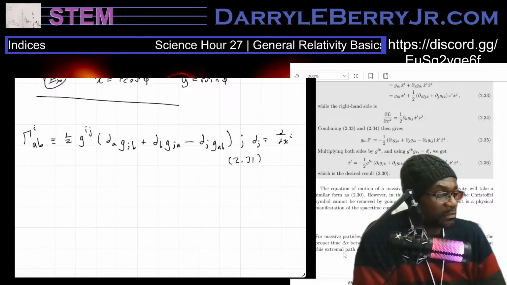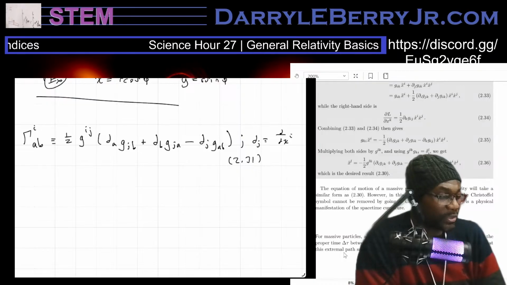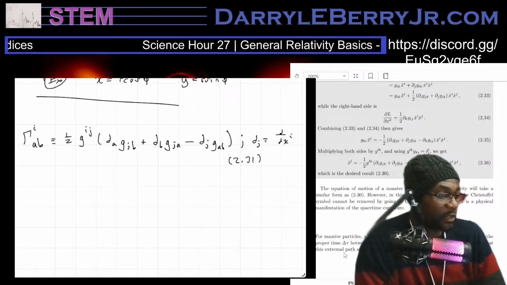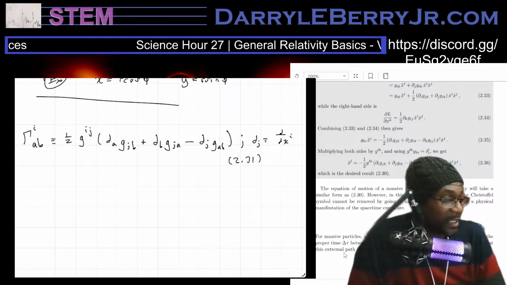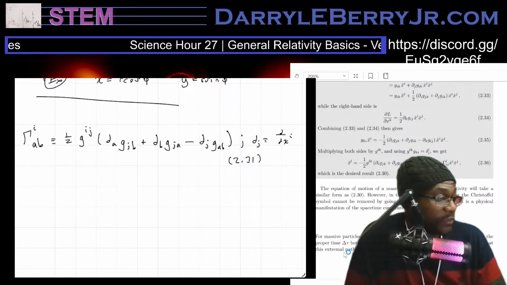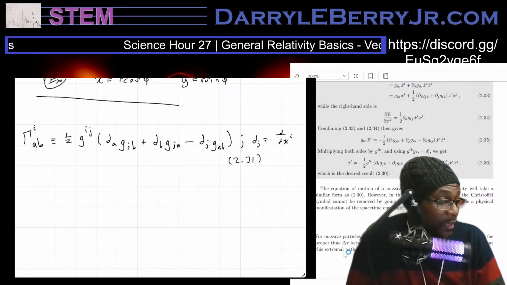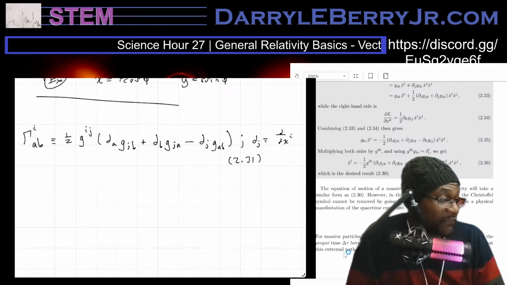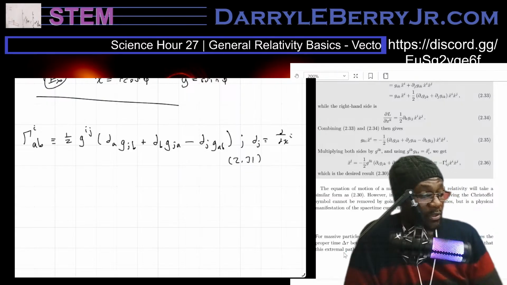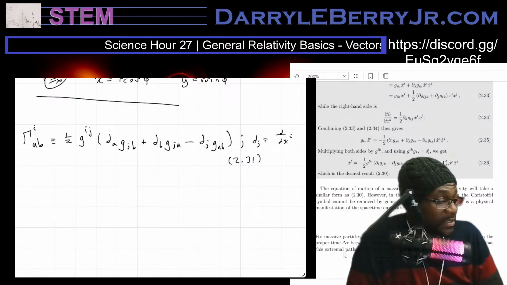The equation of motion of a massive particle in general relativity will take a similar form as 2.30. However, in this case, the term involving the Christoffel symbol cannot be removed by going to Cartesian coordinates, but is a physical manifestation of the curved space-time.